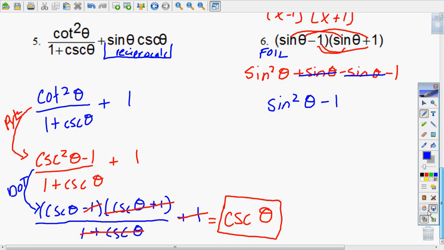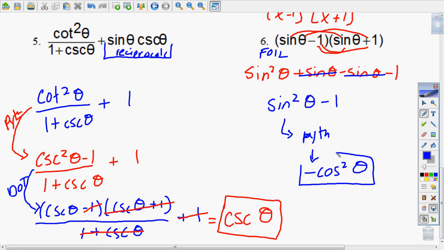What should this make me think? It should make me think Pythagorean theorem. Look at that, you already jumped ahead. And what does that lead me to? Cosine squared theta. What kind of cosine? Negative cosine. It's a negative cosine squared theta. And that's how the puzzles work.